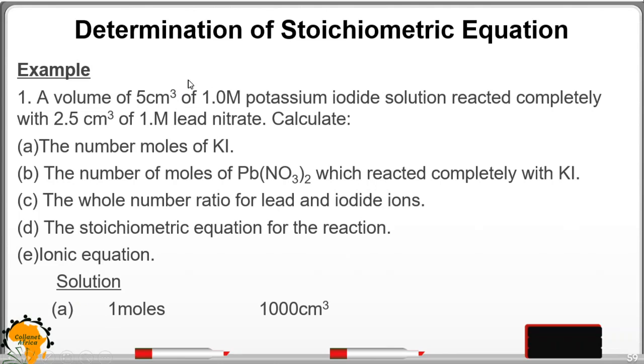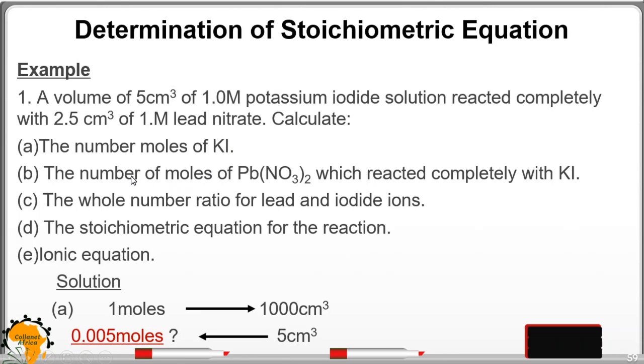A. 1.0 moles are present in 1,000 centimeters cubed. That is the meaning of 1 molarity of potassium iodide. Therefore, what about 5 centimeters cubed? You put the 5 centimeters on the centimeter side, then you do a cross multiplication, you get 0.005 moles of potassium iodide.